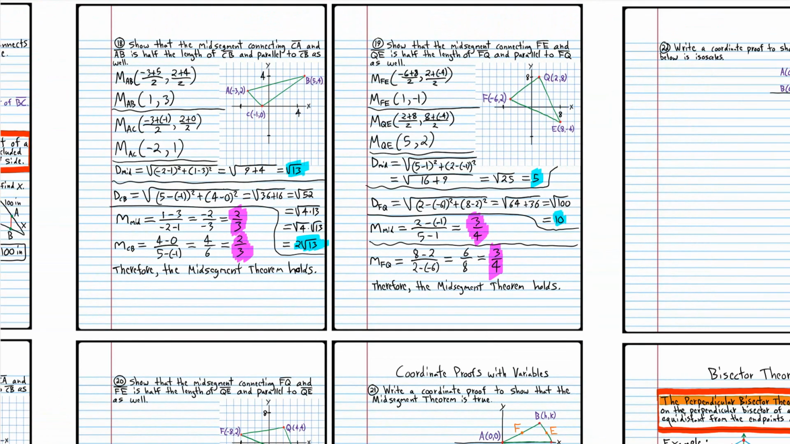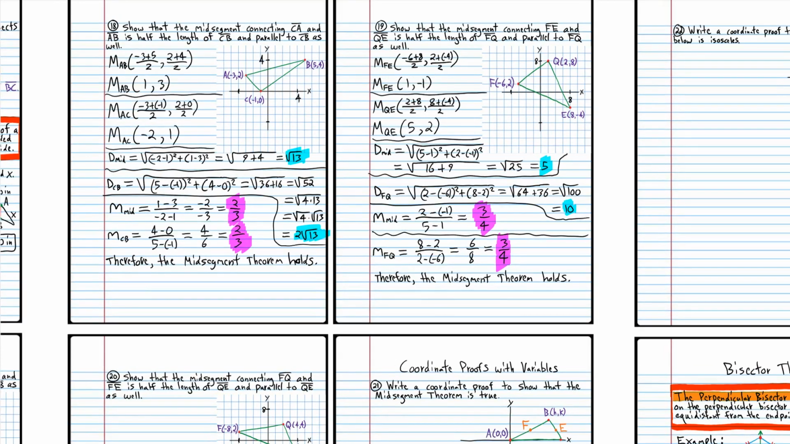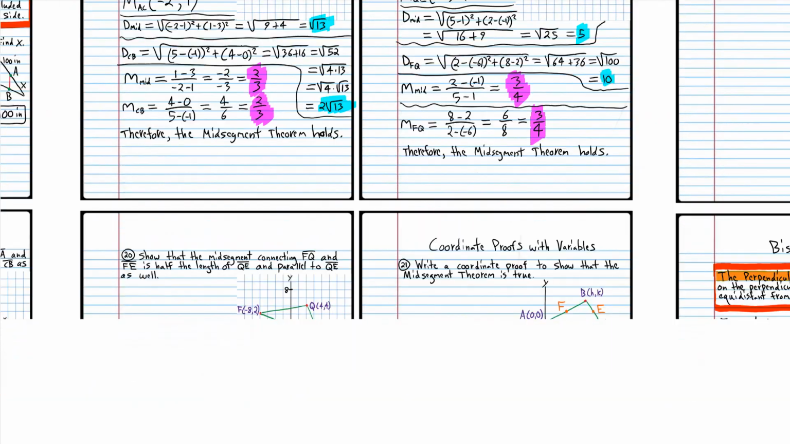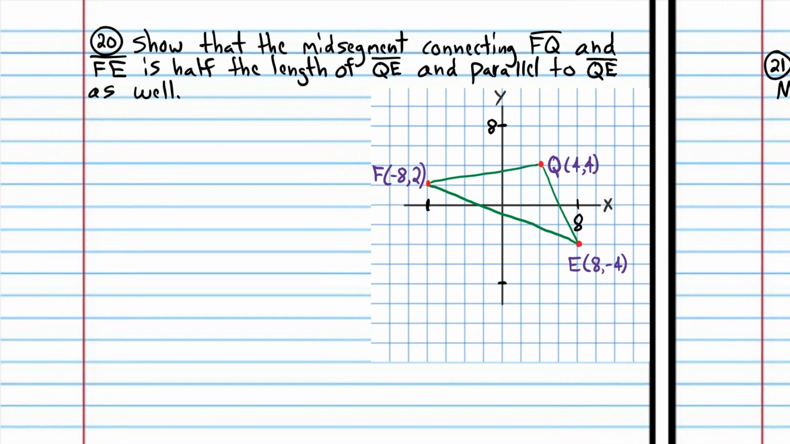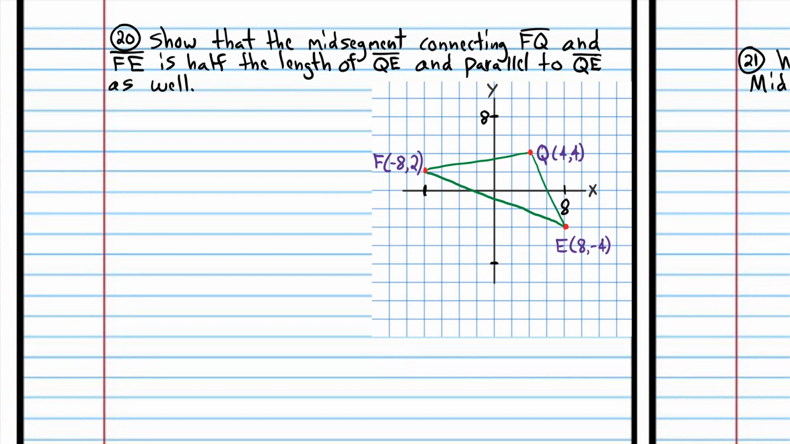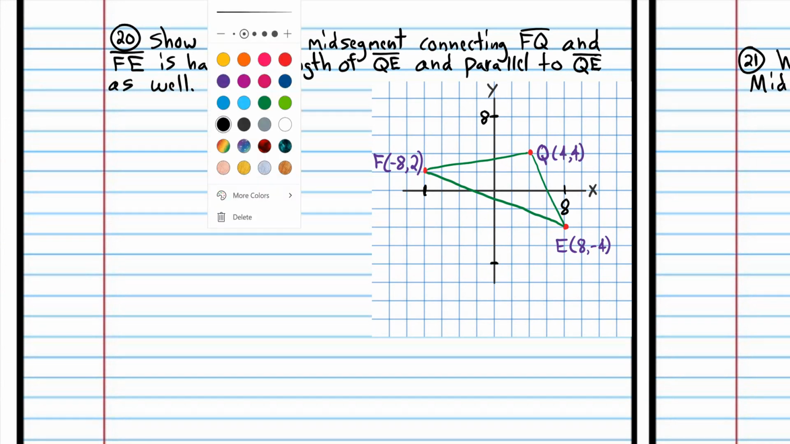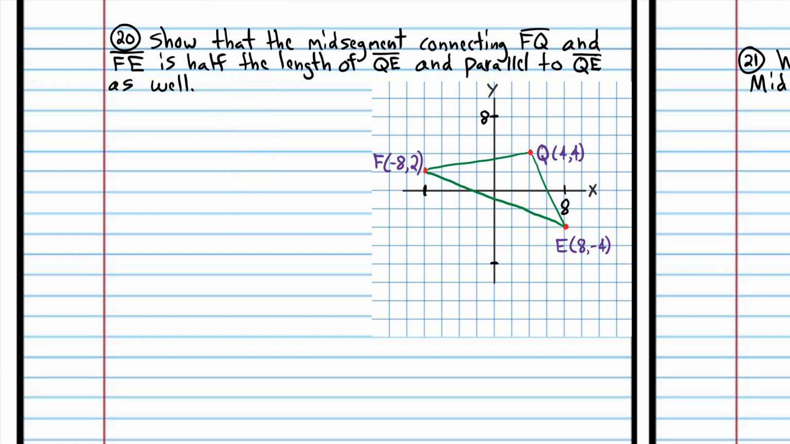All right, on to number 20. I want you to try one more of those problems. Again, the purpose of this is to learn the midsegment theorem and also learn coordinate proofs, and also review our distance formula and our midpoint formula. So let's go ahead and try number 20. And remember, each box is 2 units. So try number 20, and when you come back, we'll do it together.